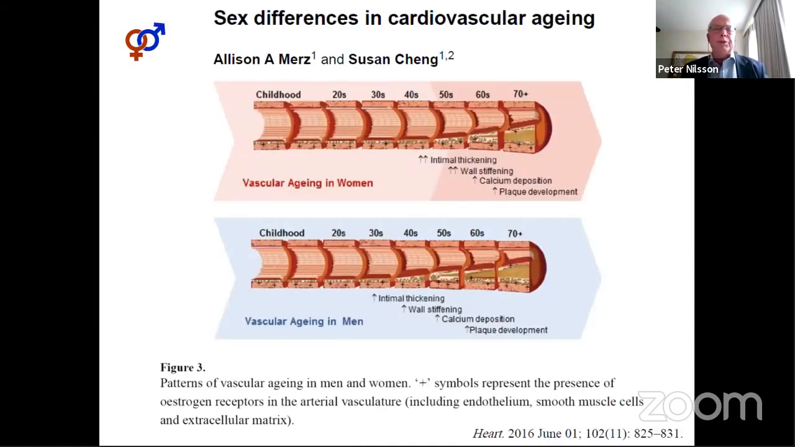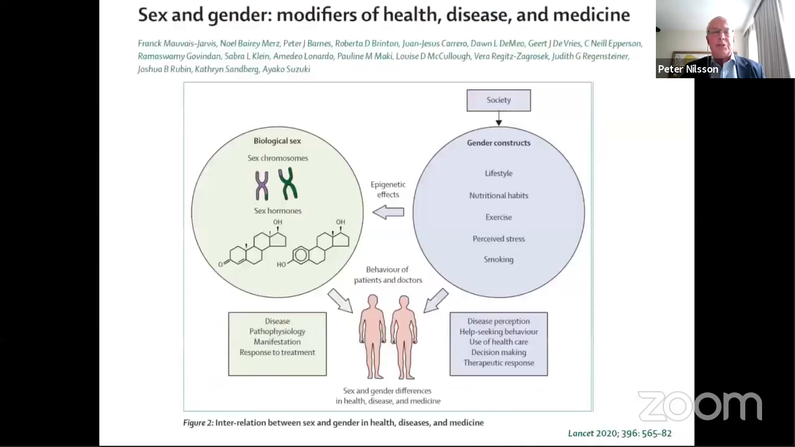I would like to say a few words about gender differences. Everybody knows that cardiovascular risk is somewhat delayed in women compared to men, and that is probably caused by the protective influence of female sex hormones until the menopausal transition. Why is this so? Because there are not only biological factors explaining this, but also lifestyle and social factors, gender issues. And I would like to highlight this very recent review from the Lancet discussing sex and gender in relation to disease.